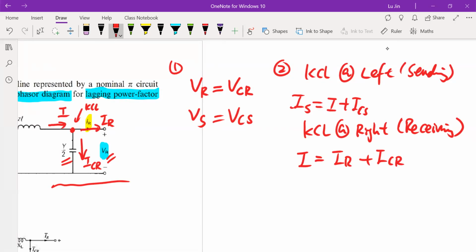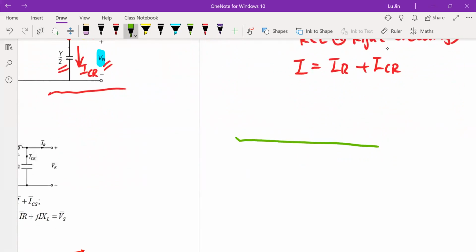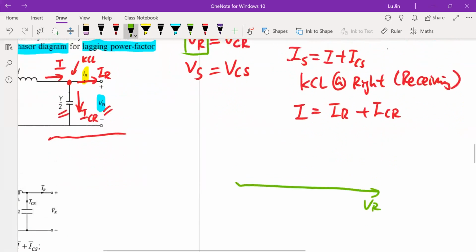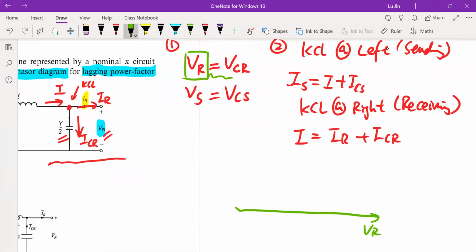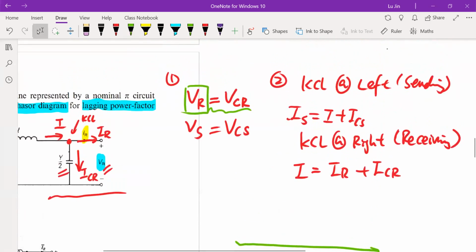First of all, as I mentioned at the beginning, VR, the receiving side voltage, is always used as a reference. So here we can draw VR. But as we have analyzed, VR and VCR should be equal. So VR is actually VCR. These two things are equal, same vector, same angle, same magnitude. Okay, everything the same.